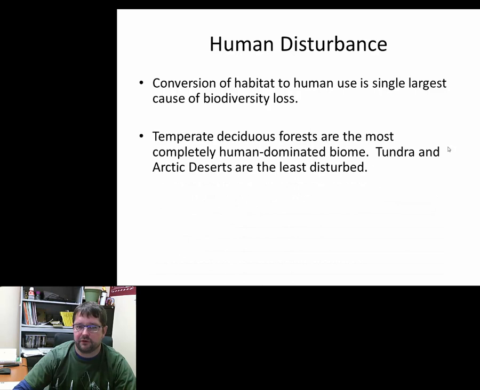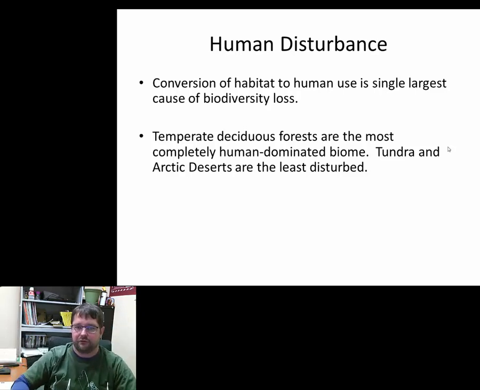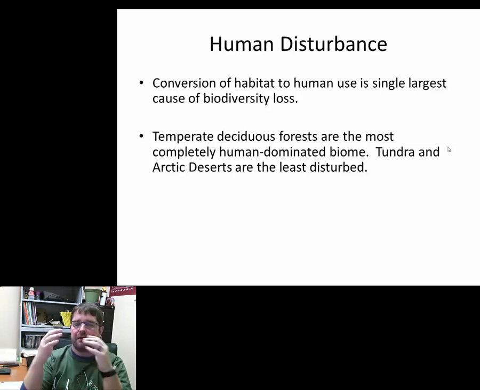For example, if we look at just temperate deciduous forests, this is the kind of deciduous forest that occurs in the eastern part of the United States. So deciduous forests, trees that lose their leaves, okay? That's the most human-dominated biome. So it's not just the eastern part of the United States, but the western part of Europe. These are the areas that are most human-dominated, which means that they've been the most disturbed.